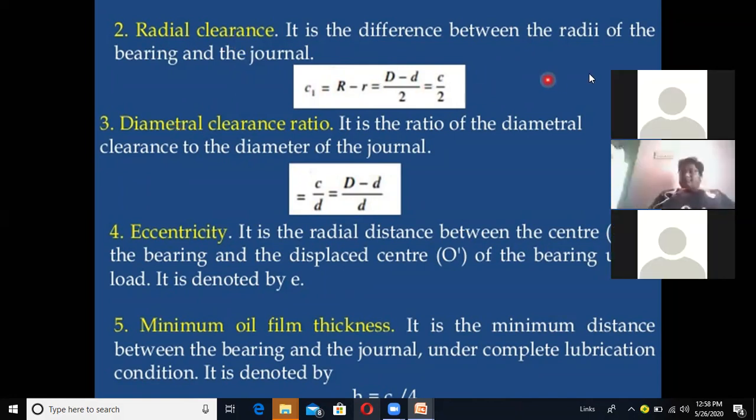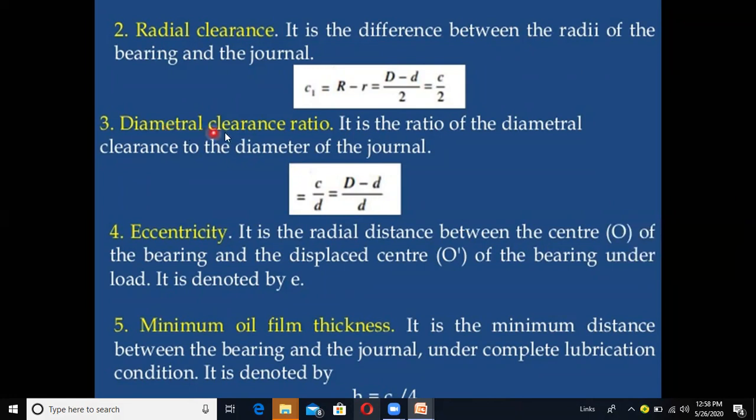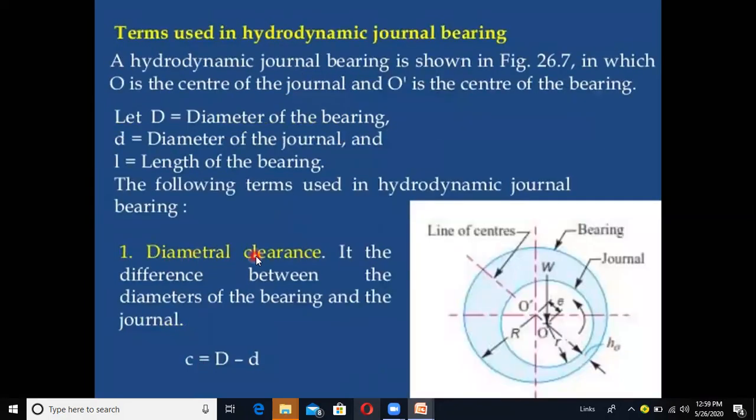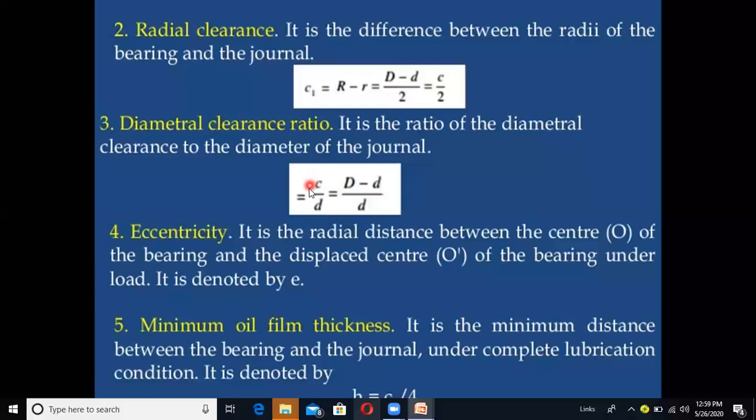Next we will see what is diametrical clearance ratio. It is the ratio of diametrical clearance to the diameter of the journal, that is C divided by small d. We have discussed that C is the diametrical clearance. The ratio of C to the diameter of the journal is the diametrical clearance ratio, or we can write it as C equals capital D minus small d, divided by small d.